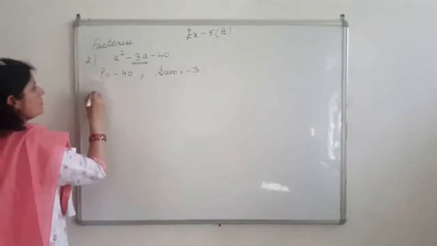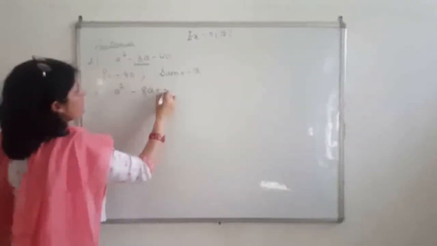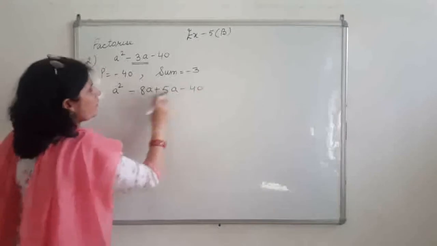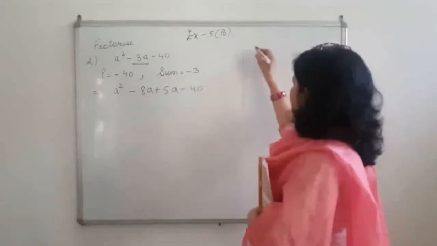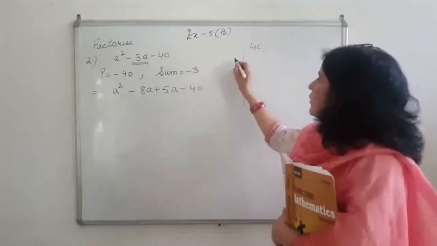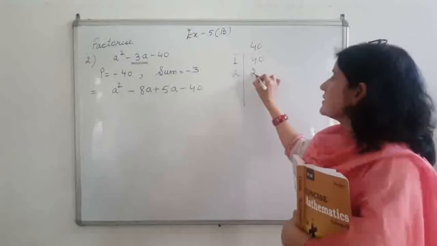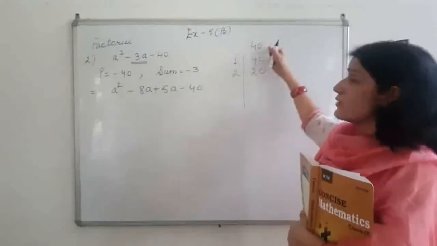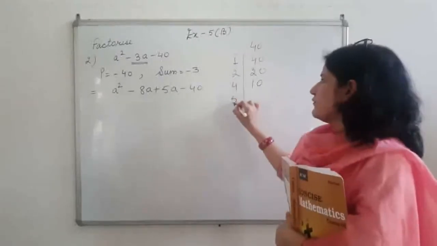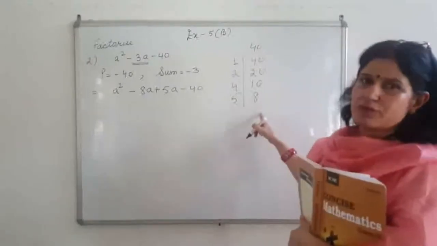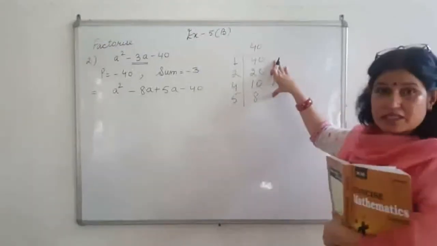So we will take two numbers: a square minus 8a plus 5a minus 40. How do we come to know about these two numbers? You can just make pairs like this: 1 forties are 40, then 2 twenties are 40. Now 40 is not divisible by 3, then 4 tens are 40, 5 eights are 40, or 8 fives are 40. So now we get pairs like this.